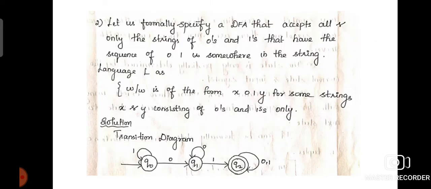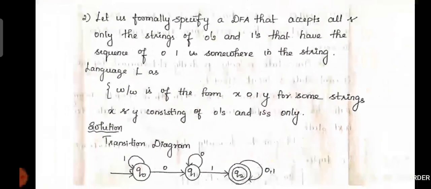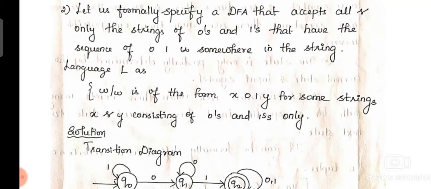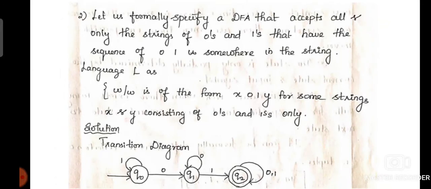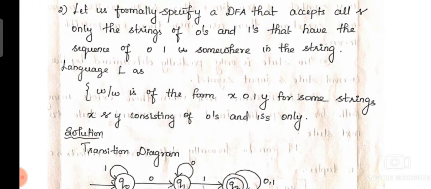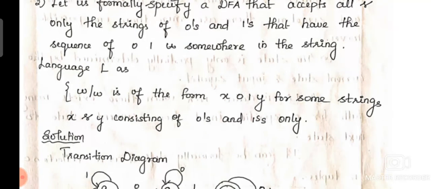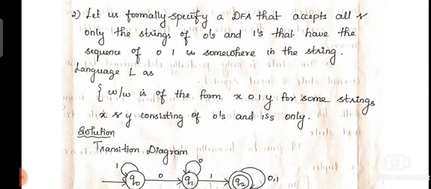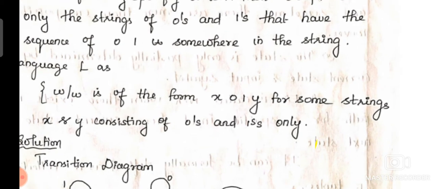And this is another example. In this example, the DFA should accept all the strings of zeros and ones. Here also the input symbols are 0 and 1, and our string should have the sequence 0 1 somewhere. We can have a string with zeros and ones of any length, but the condition is that we should have the sequence 0 1 somewhere in our string. So we can write the language of this particular DFA as x 0 1 y.